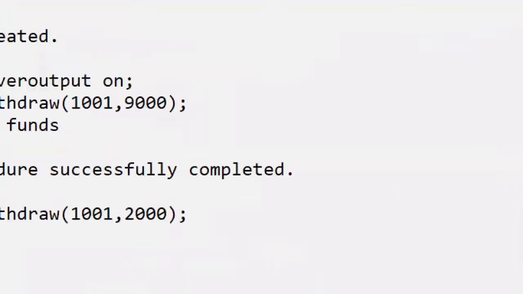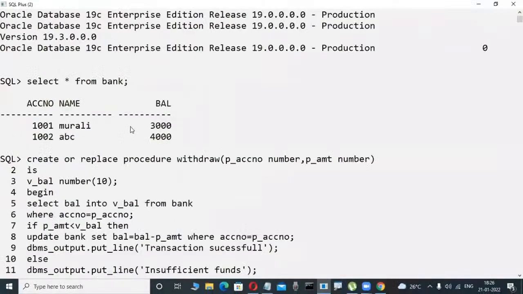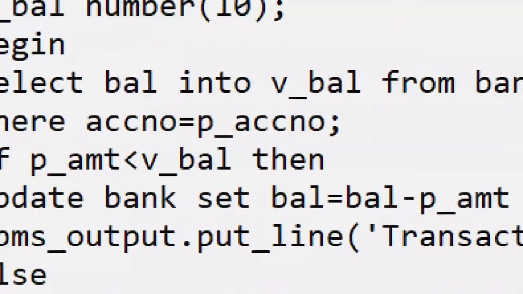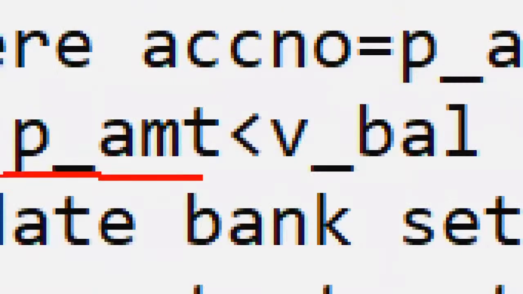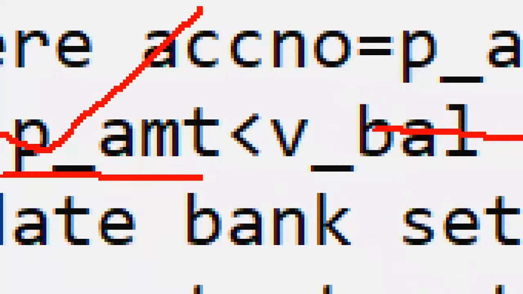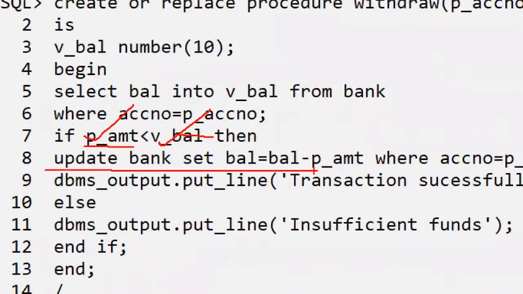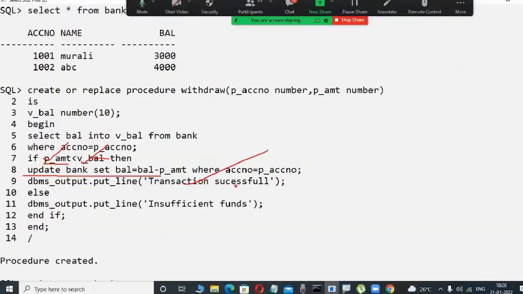Why? Because here my balance is 3,000, but I try to withdraw only 2,000, so it is possible. So now whenever your passed amount, 2,000, is less than the available balance, in this case 3,000, I am updating the bank table only. Updating the bank means modifying that one. Just the transaction is successful. Now really correct.